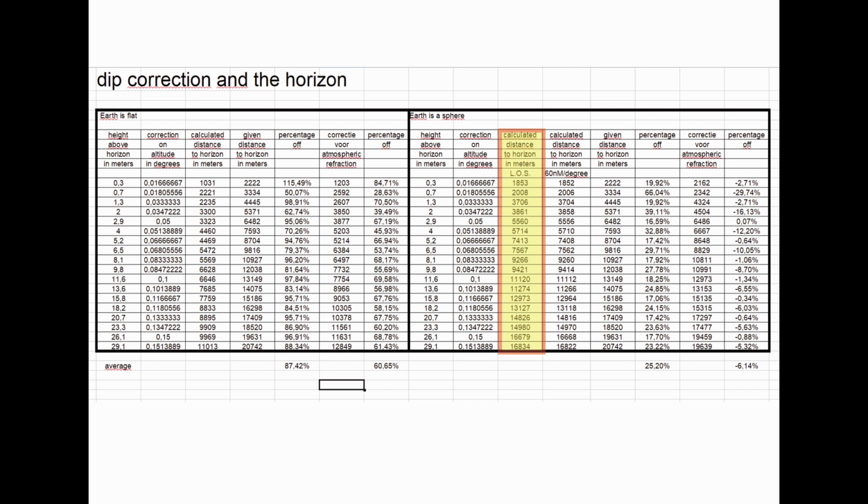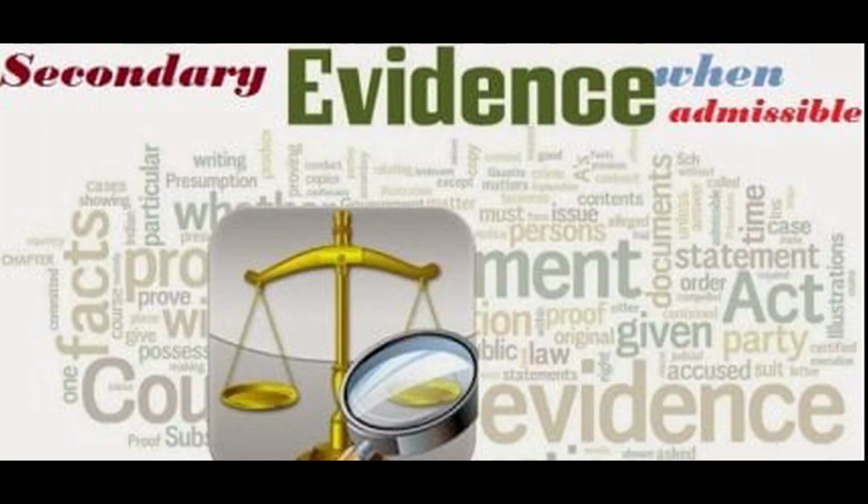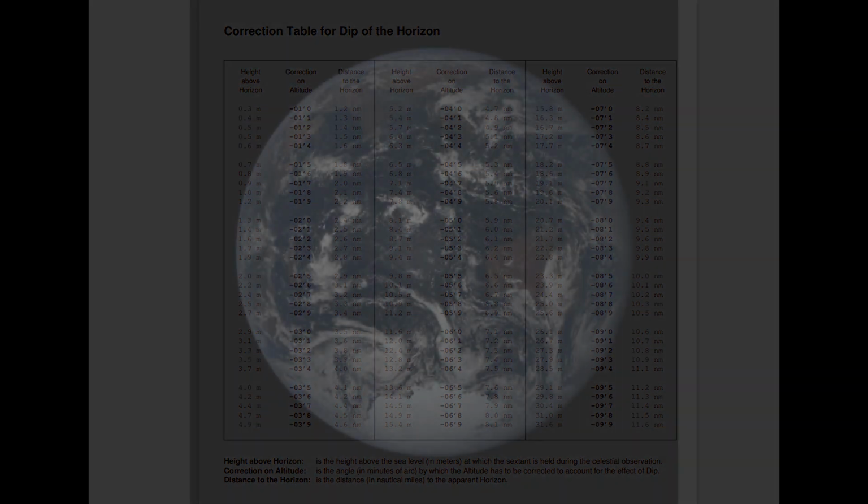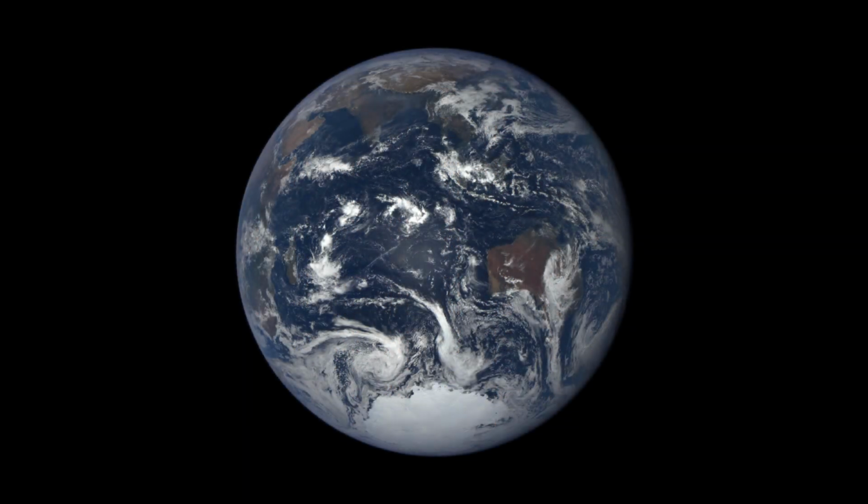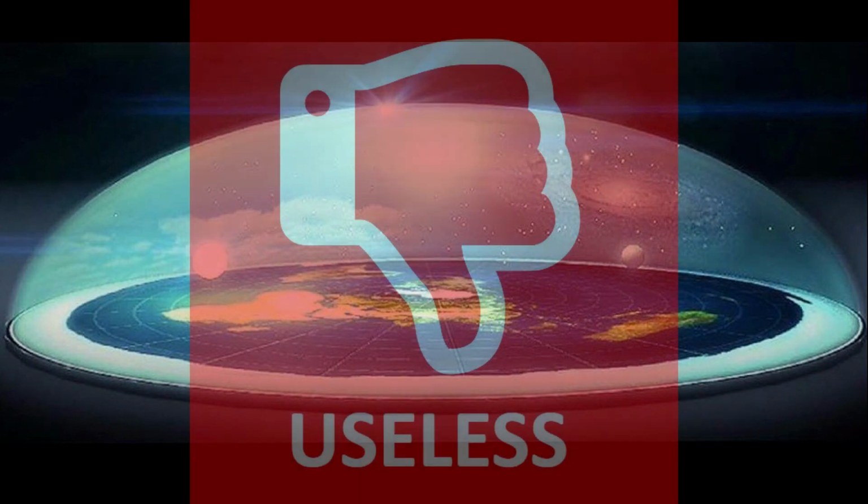To be sure, I also calculated the distance along the surface using the 60 nautical miles per degree formula. The difference with the line of sight calculations varied from 0.054 to 0.071%. This is secondary evidence that the tables for dip correction were meant to be used on a spherical Earth. On a flat Earth they would be useless.